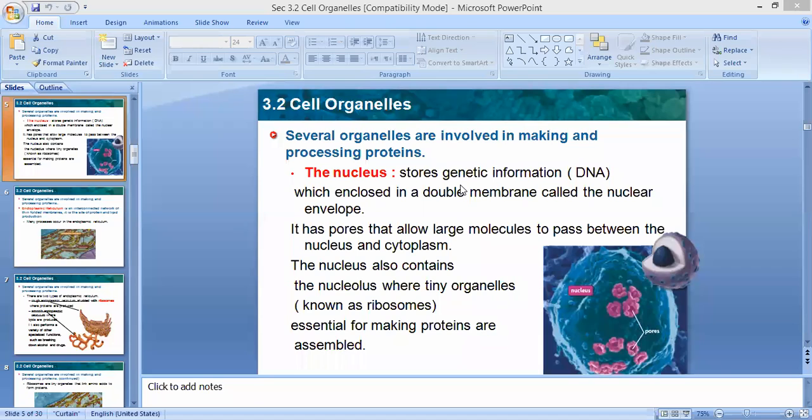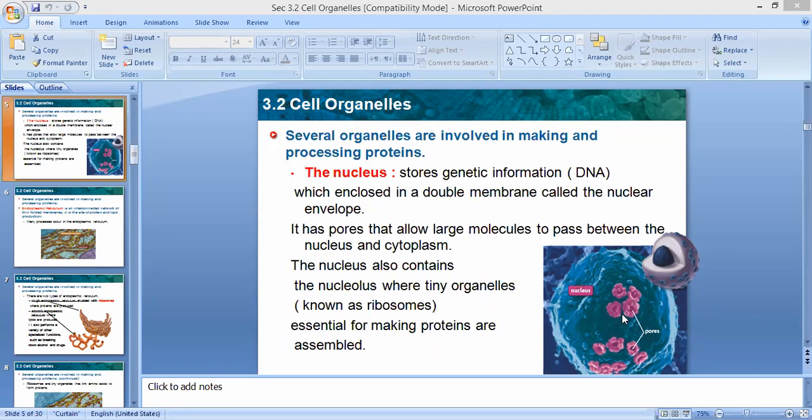The DNA is the genome of your traits. The traits that you have are all encoded in the DNA, and the nucleus is the organelle which stores the genetic information. You should know that it has a double membrane, which is called a nuclear envelope, and it has pores that allow large molecules to pass between the nucleus and the cytoplasm. These are the pores here, and the nucleus also contains the nucleolus.